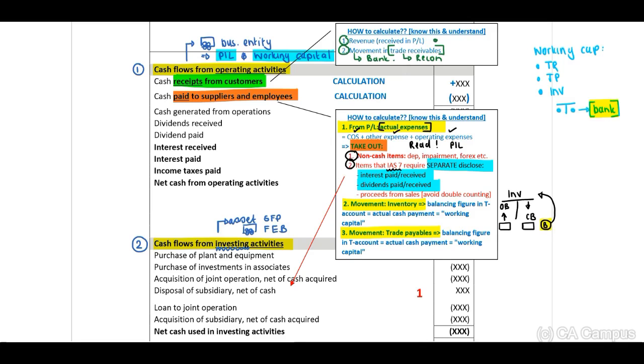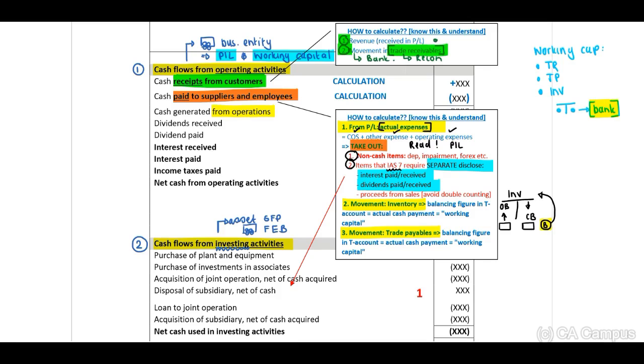Now, when you look at your cash receipts from customers, your steps: you need to obtain your revenue and calculate your movement in your trade receivables. Then the difference between your cash receipts and your cash paid will be your cash generated from operations. Now, important to identify your signs.